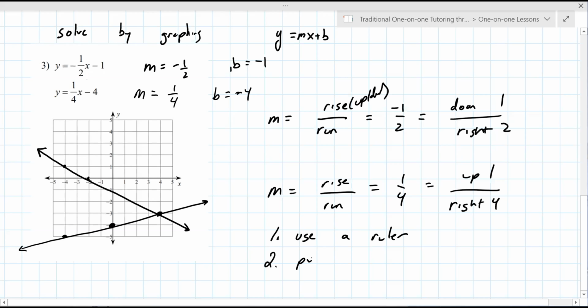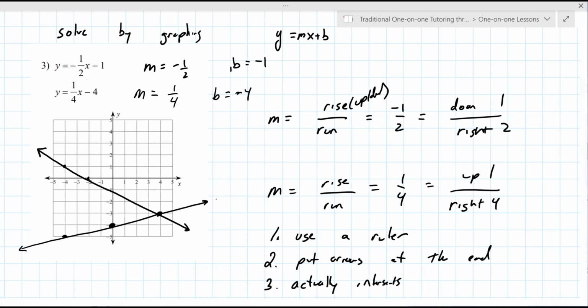The second thing is to put arrows at the end to show they go on forever. And three, make sure it actually intersects where you think it's supposed to. If it's really on the edge, that's why you want to use a ruler. If we're in person, I would pull out graph paper and show you these things. We're just not doing that anymore. But the point is you might be graded on that.